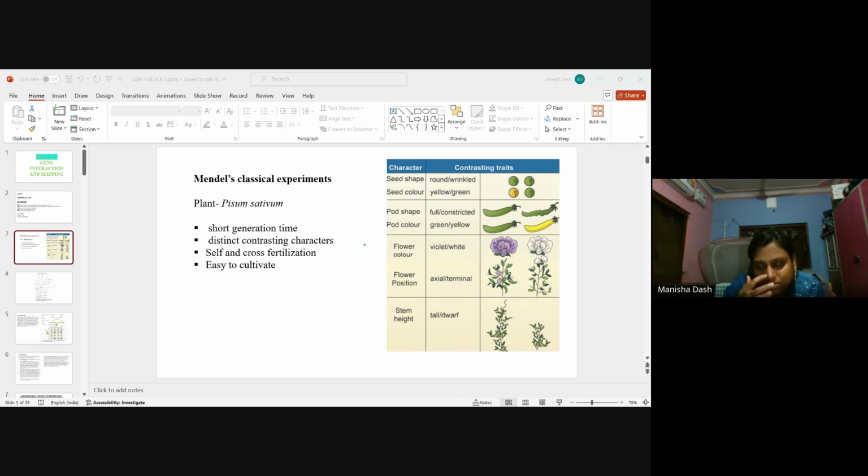So as you can see, there were very different colors or different characters that can be easily distinguished from one another. Like yellow is a very different color, green is a very different color. So it was easy to identify. Then the plant could be self-fertilized as well as cross-fertilized, which is one of the most important aspects to study how exactly the gametes are being formed and how they are combining in the zygote. Then it was easy to cultivate. It had low maintenance and it was very easy for Mendel to cultivate this particular plant.